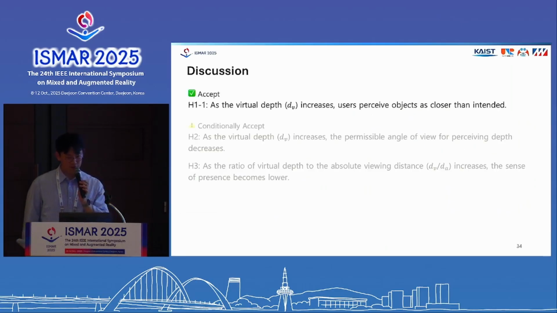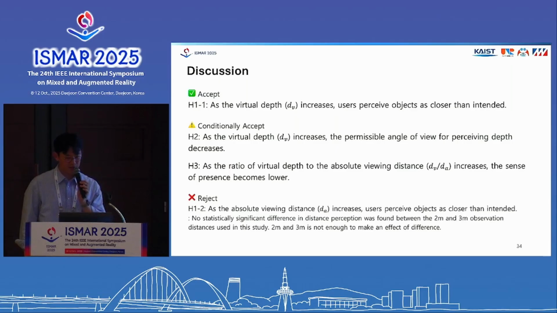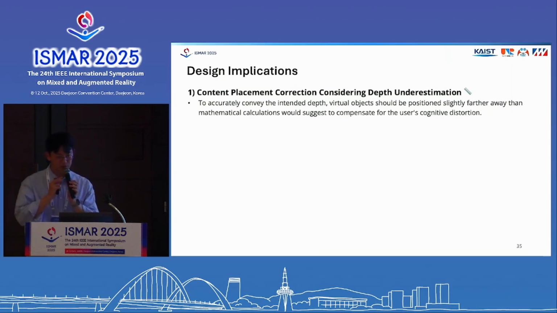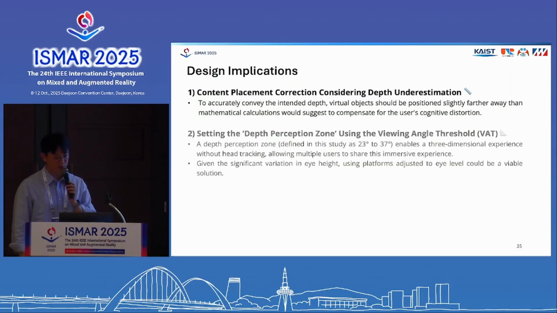So for the discussion, I could accept these hypotheses. You can find more details in our paper. Through this, there are 3 design implications. The first is content placement correction considering depth underestimation. Most participants, as many studies have already shown, tend to underestimate depth when they're in virtual environments. We found the same tendency in our experiment as well.